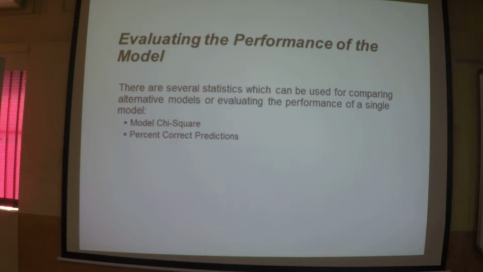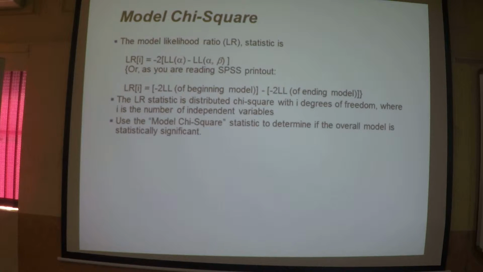There is something called a model chi-square, and there is a percentage correct prediction. What is the model chi-square? You take the log likelihood of the model only with a constant, and the log likelihood of the model with alpha and beta. Restricted minus unrestricted, into minus 2, that is the likelihood ratio test, right? So you take the likelihood ratio test with I degrees of freedom, because I is the number of independent variables you have dropped out. Use the model chi-square statistic to determine if the overall model is statistically significant.